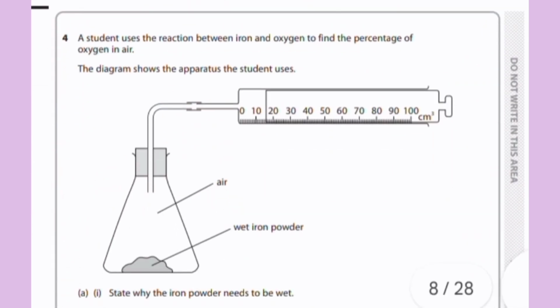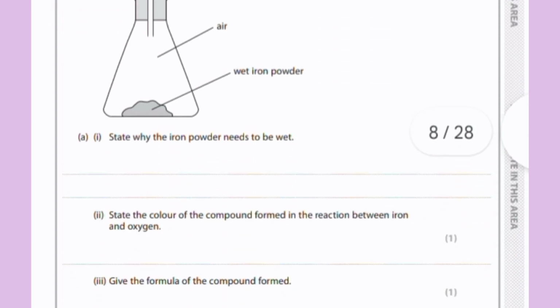Question 4. A student uses the reaction between iron and oxygen to find the percentage of oxygen in air. A diagram shows the apparatus the student uses. A. Part 1. State why the iron powder needs to be wet. Iron needs to react with water and air so it can rust, and this is a rusting reaction. So therefore iron needs to react with water is the answer.